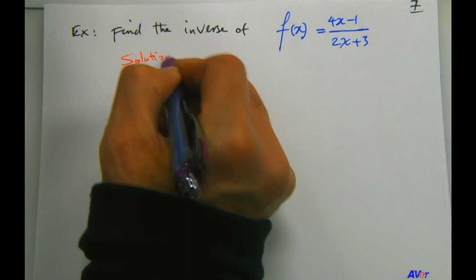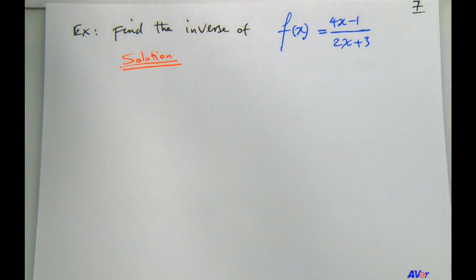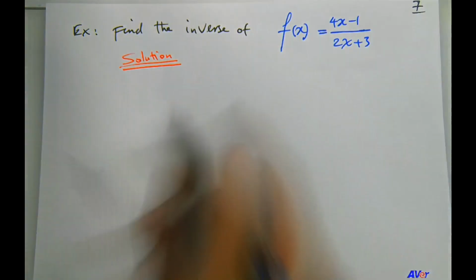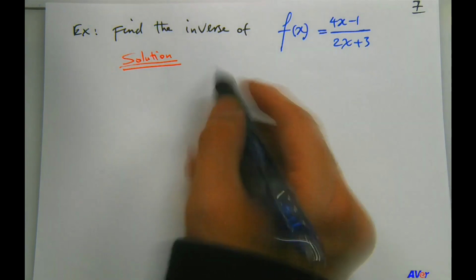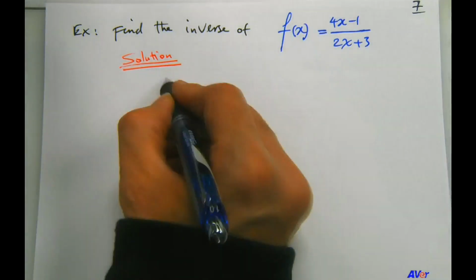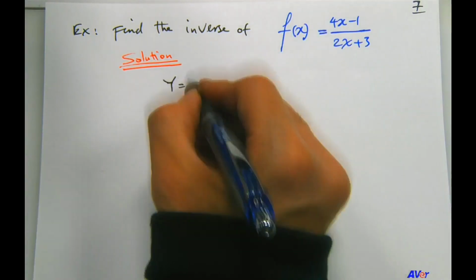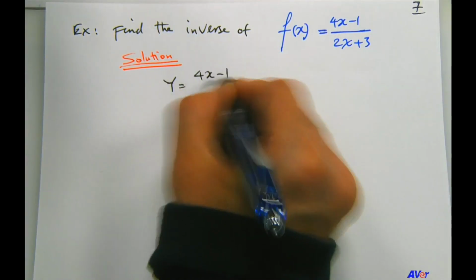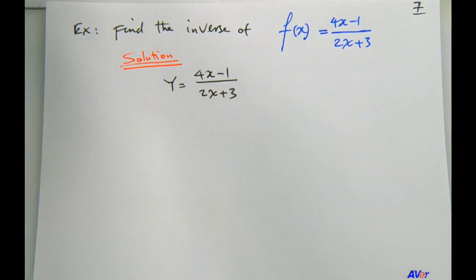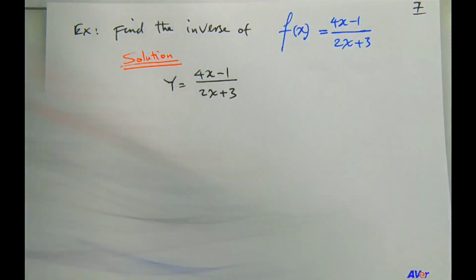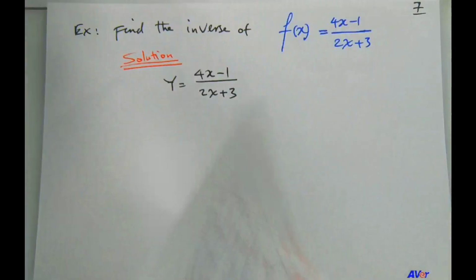In fact, why don't you pause the video and find the inverse of this and then unpause the video to see my solution. That would be very good if you did that. And so I'm going to do that. I'm going to replace that f of x with y. Then what was the next step? Do you remember? It said we have to solve for x. So let's solve for x.